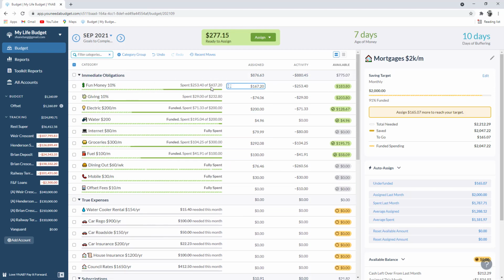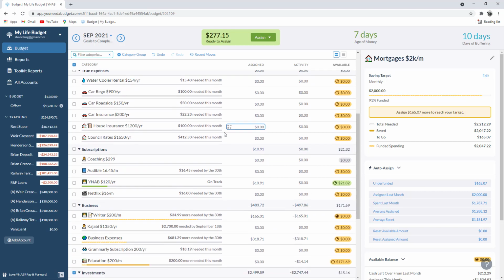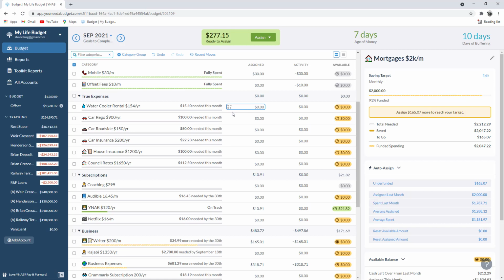Everything up here, my immediate obligations are done. I've got some true expenses. These are things like I only pay for once a year. House insurance I already paid. Council rates I still need to pay. And in saying that, I want to show you something new. So up here, it's notes. You can click on that, and you can write down all your notes.